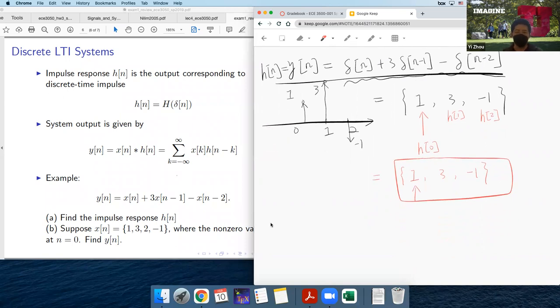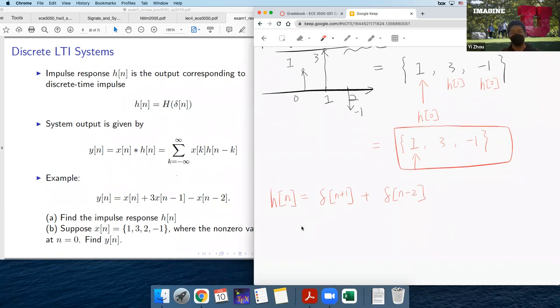So let me give you another example. Suppose we have h[n], which is delta n plus 1 plus delta n minus 2. Then you can quickly translate this into a discrete sequence. The first entry is located at the time index negative 1 because it is delta n shifted to the left by 1 unit. So the corresponding value is just 1, because it's 1 times this impulse.